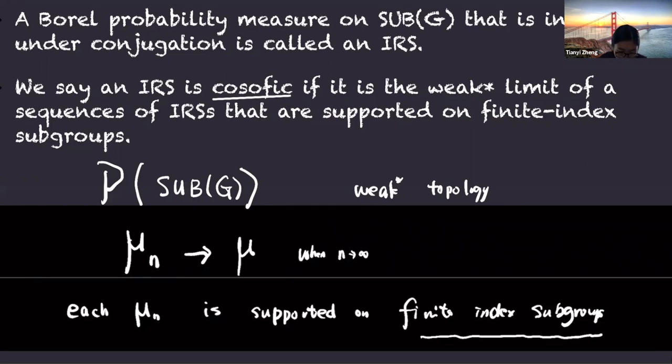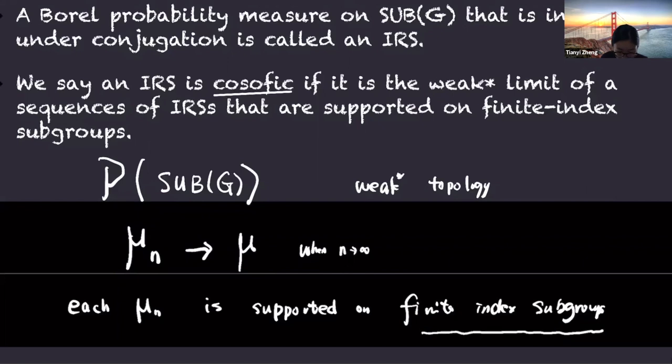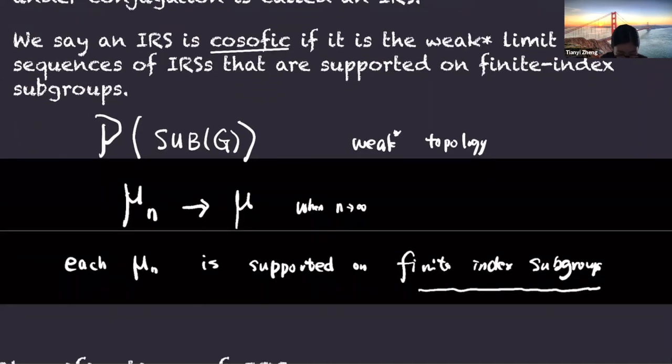If you look at these definitions and the theorem, then ideally, if you are given some interesting group and you can classify all its ergodic IRSs, then you can look at your classification list and check if all these IRSs that show up on the list are co-sofic. If you do have a classification, the task is much easier, because you can just inspect all these things and try to approximate them by IRSs on finite index subgroups. That's basically what we're going to do today.